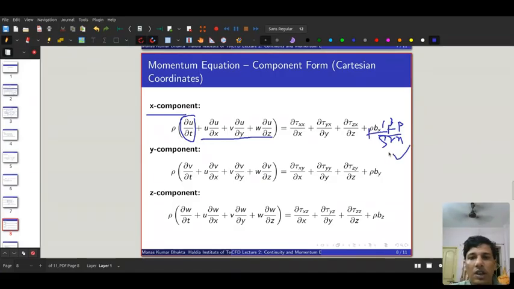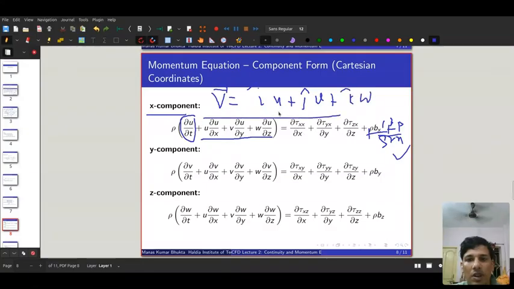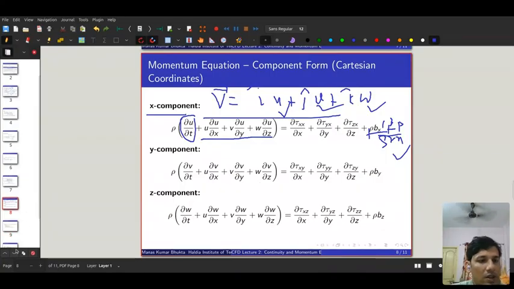Understand? Similarly, for the y component, u would be replaced by small v, and for the z component, it would be replaced with small w, because V is the velocity vector, which is nothing but i cap u plus j cap small v plus k cap w. So u, v, w are the components along the x, y, and z directions. This is the momentum equation in its final form for all three coordinate directions. Next, we'll go to slide number 9.